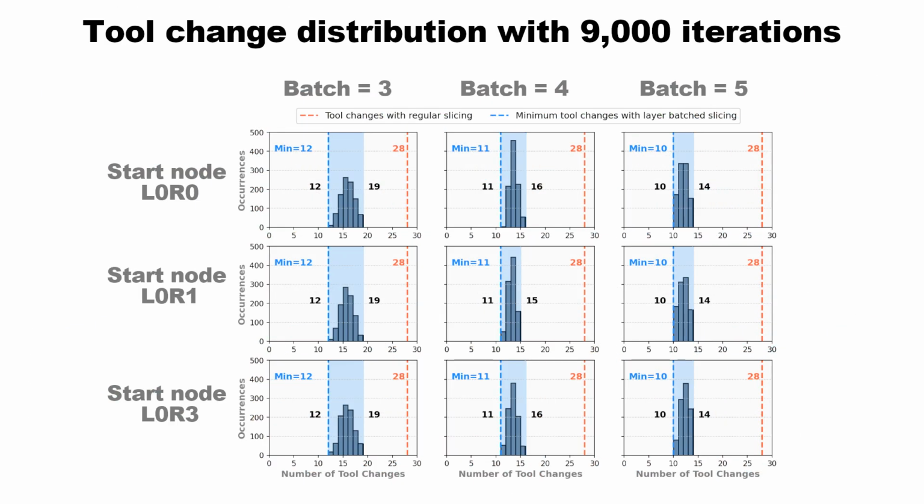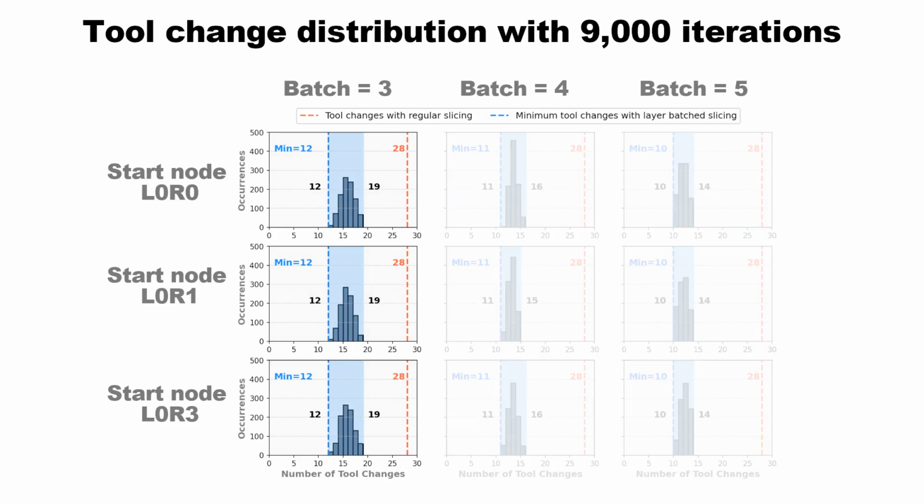In fact, by performing 9,000 iterations, 1,000 iterations for each combination of batch and starting node, we can clearly see the distribution of tool changes for different initial parameters. While the standard slicer approach would result in 28 tool changes, our iterations show varying distributions, all of which remain less than 28. Our objective here is to choose the optimal way to fabricate the existing model with the fewest possible tool changes. For example, for a batch size equal to 3 layers, b equals 3, we can choose the optimal fabrication path with the fewest tool changes across multiple starting nodes.